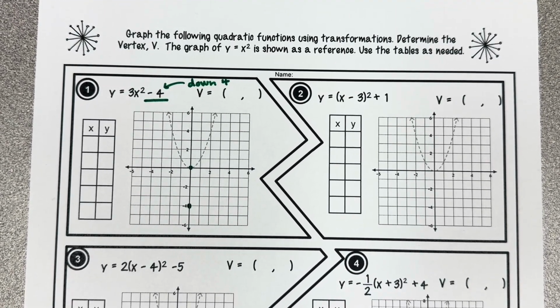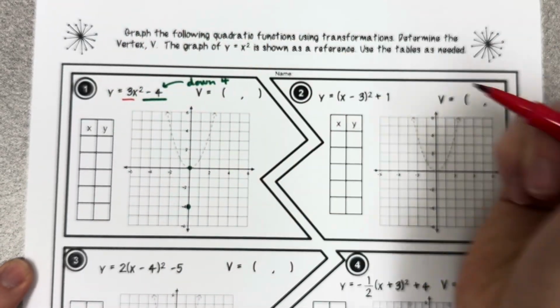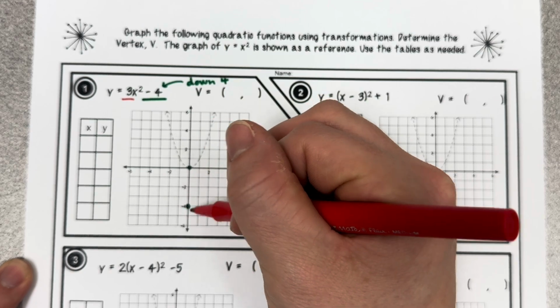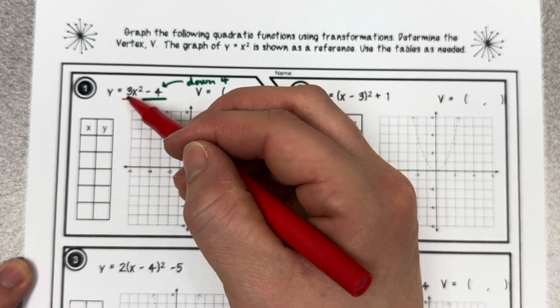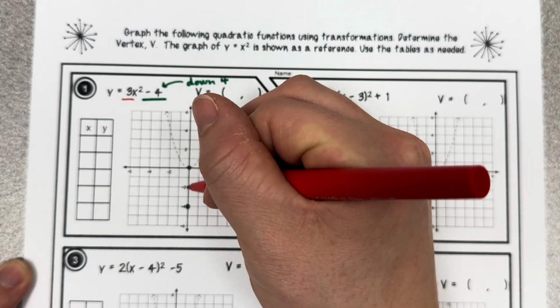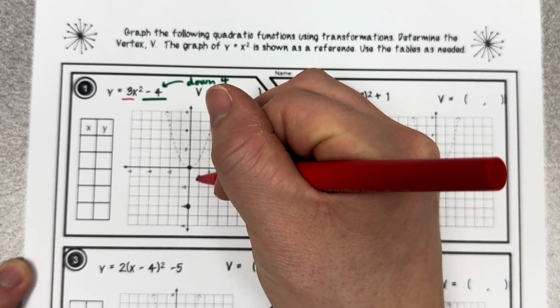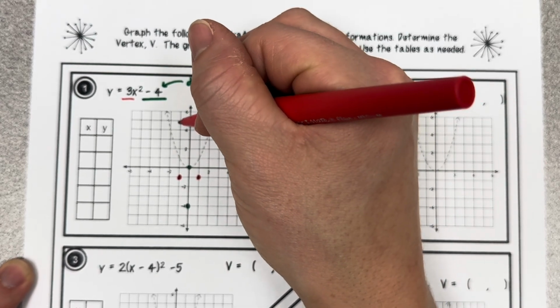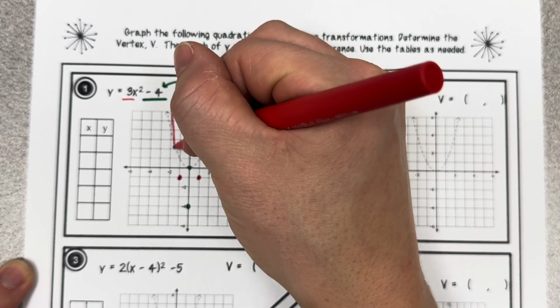Okay, now here's where the stretch and compression comes in. Because we have this 3, usually we would just go up 1 and over 1 on both sides and we'd be good there. But because it's being stretched by that 3 in front, we're actually going to go up 1, 2, 3 over 1. And this is what makes it really skinny.